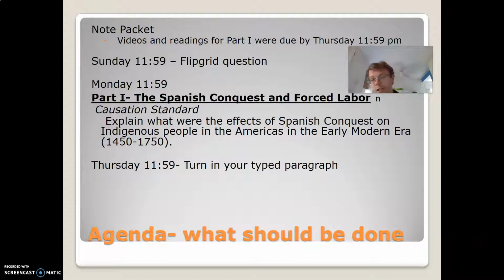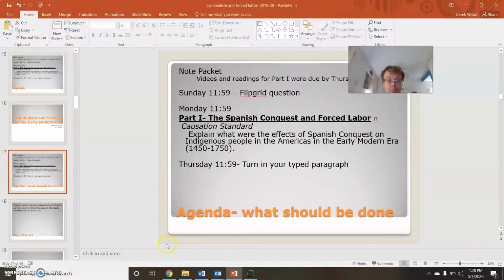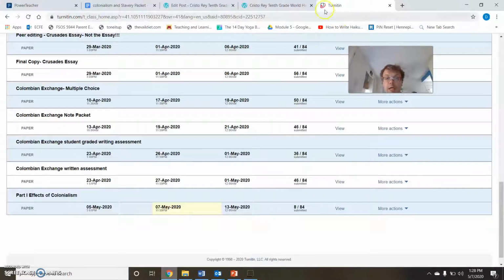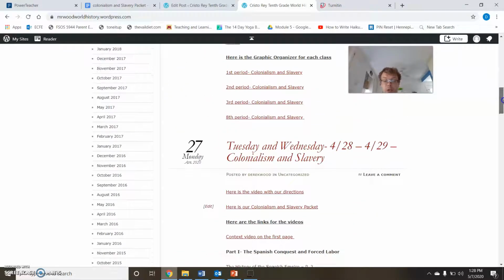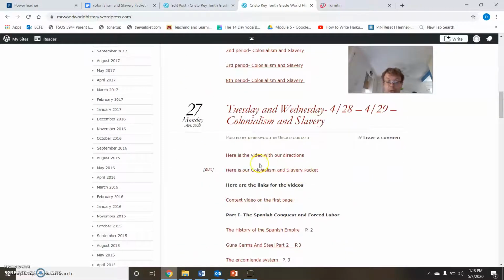Let me take a minute here to review how you do all that, and then we'll move on to our next step. Looking at our class website, the first part is to get the packet, which is right here. If you want to know how you can take notes on that, go ahead and watch the video there with the directions, which is this one right here for Tuesday and Wednesday, 4/28 and 4/29.